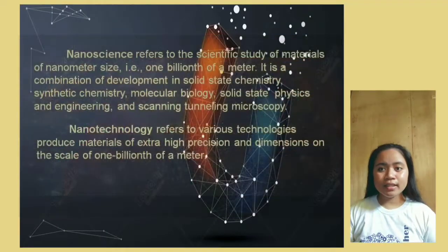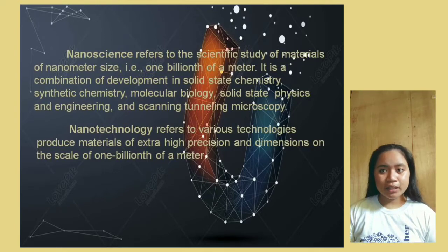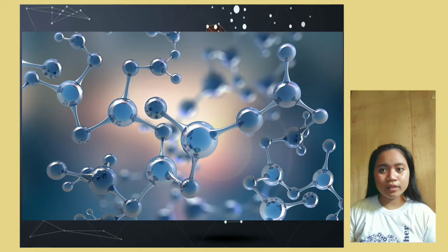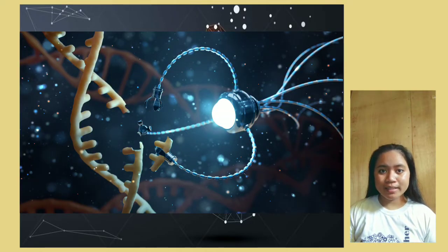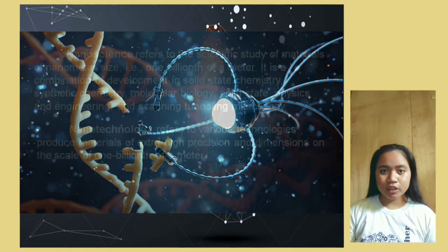Nanoscience refers to the scientific study of materials of nanometer size, 1 billionth of a meter. It is a combination of developments in solid state chemistry, synthetic chemistry, molecular biology, solid-state physics and engineering, and scanning tunneling microscopy. While nanotechnology refers to various technologies that produce materials of extra high precision and dimensions on the scale of 1 billionth of a meter.